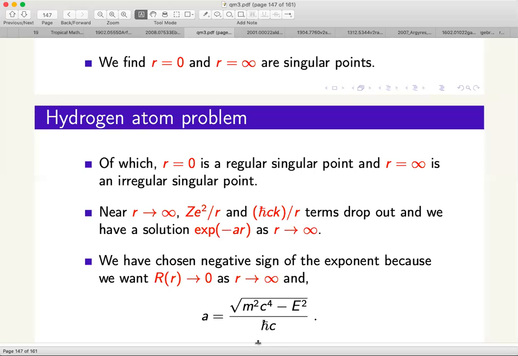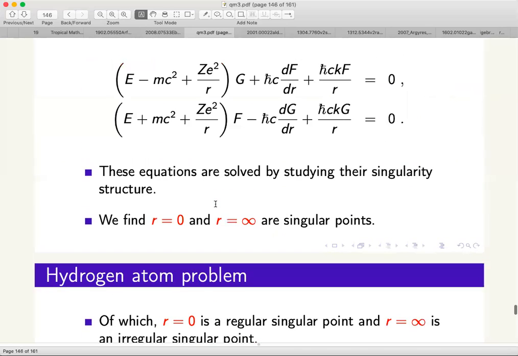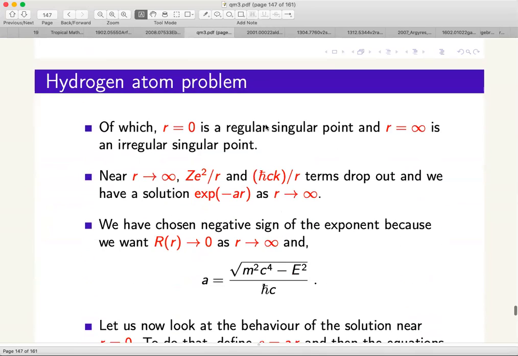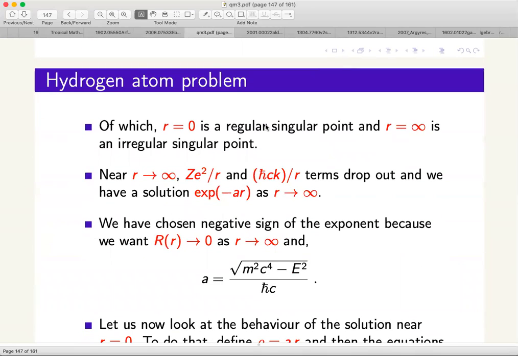This quantity is not very difficult to guess. All you have to do is, if you put these factors back in, differentiate the first equation with respect to r and then use dg by dr up there, then you get e plus mc squared times e minus mc squared, which gives you e squared minus m squared c to the 4. And this function would have an h bar c factor sitting around. So you get this expression. A little bit of massaging and you can find that function sitting around.